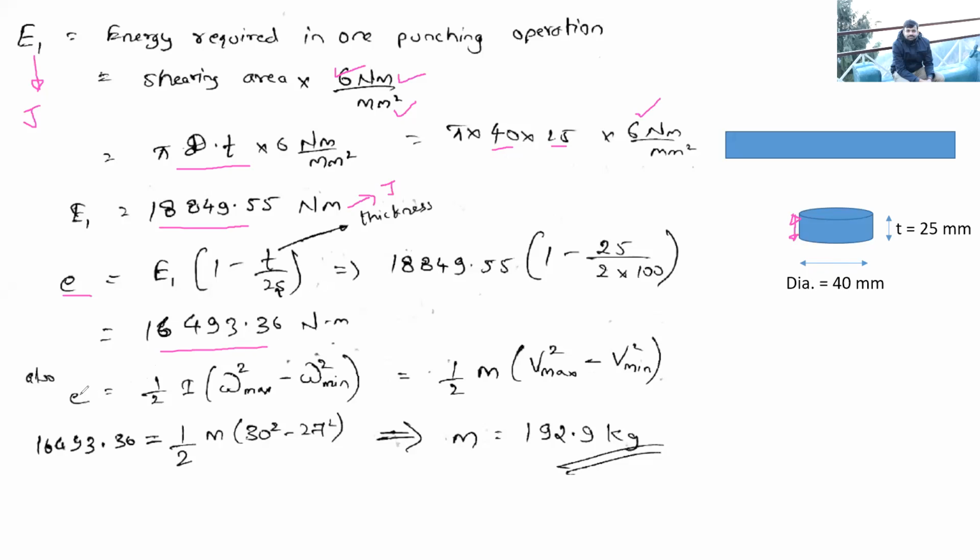Okay. Also, the fluctuation of energy is calculated by half I omega max square minus omega min square. So this also we discussed in the previous class. Okay. Now this I, its value is m multiplied by k square, or m r square, right? In case of a rim type flywheel, it is m r square.